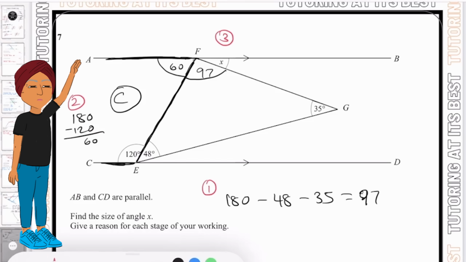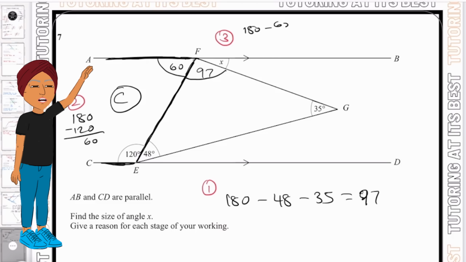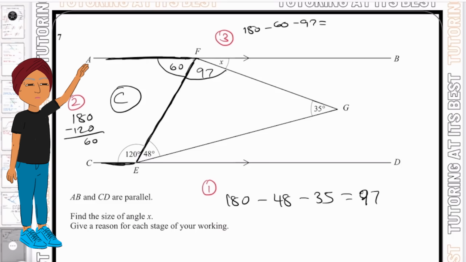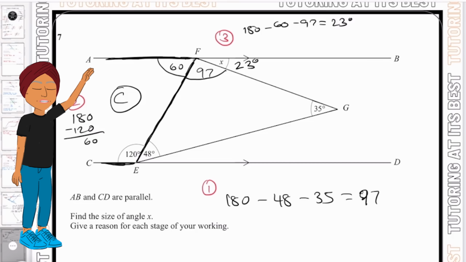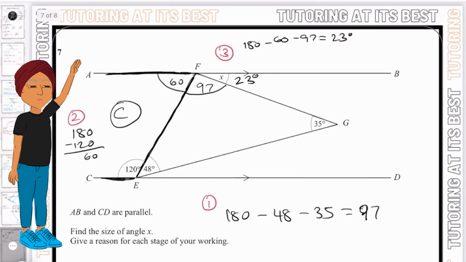Now for the third and the final step, let's go ahead and have 180 minus 60 minus 97, and that would give me 23 degrees. So now I know X equals 23 degrees. So let's go through this and give a reason.